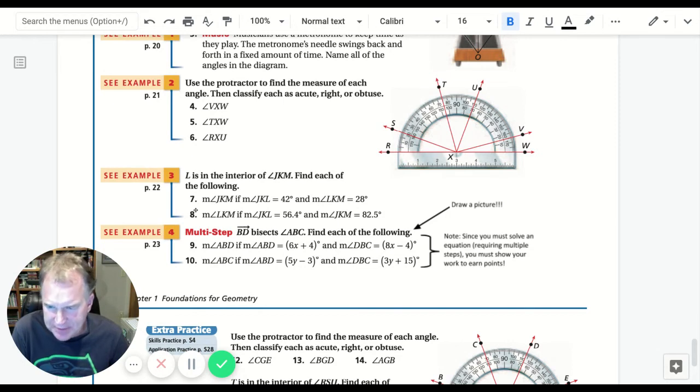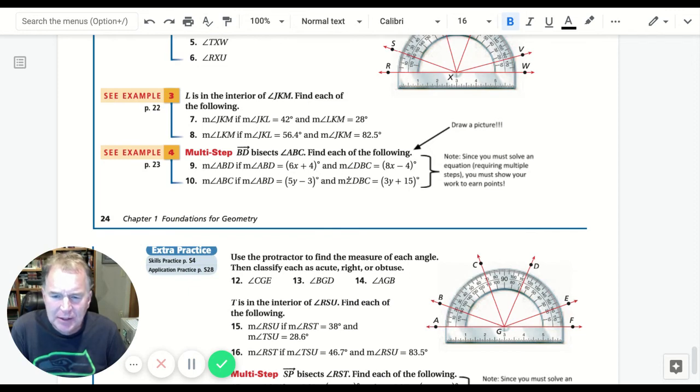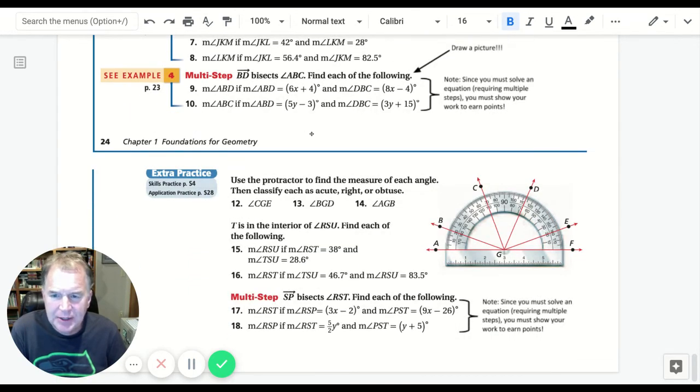When you do 7 and 8, draw a picture. And they say L is in the interior. So you're going to put a point inside the angle and draw a ray there. It'll be KL that you're drawing. Put some numbers in there. Find JKL, put a 42. Find LKM, put a 28. It doesn't have to be to scale, meaning it doesn't have to look quite right. That picture's what you need to figure it out. Again, sometimes you'll add those angles, sometimes you'll subtract those angles. It'll be a variety. 9 and 10, and those are like 17 and 18.